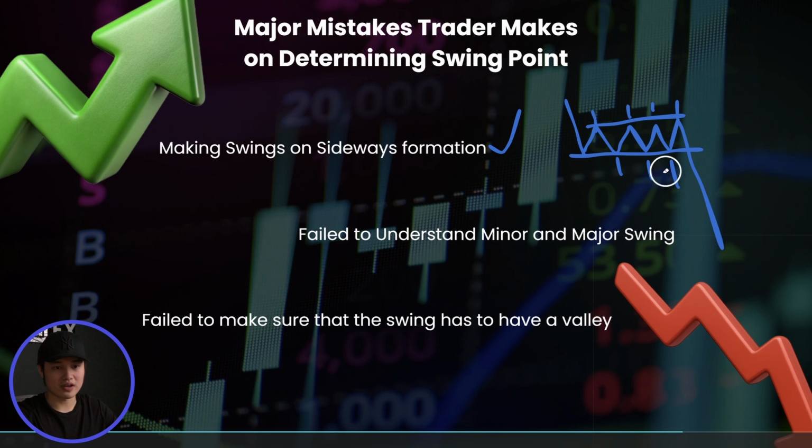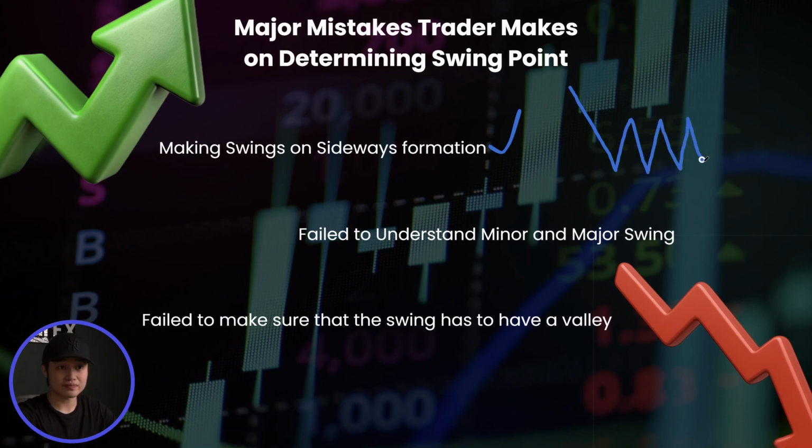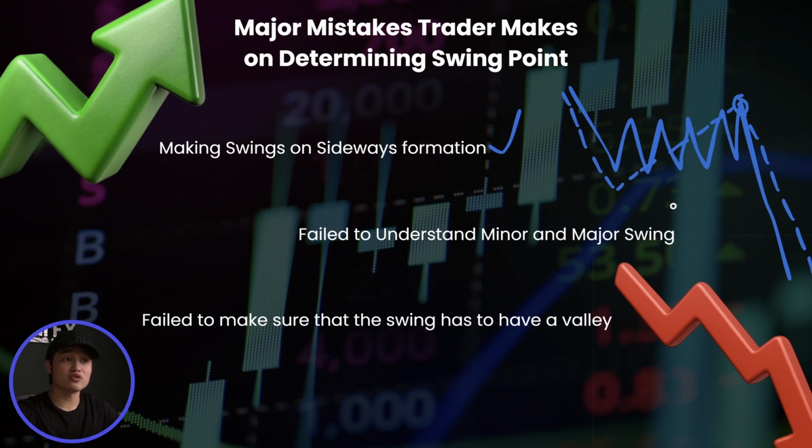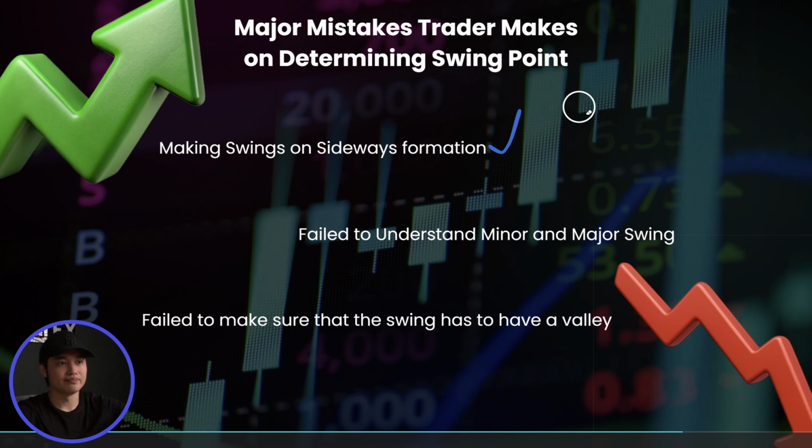So what should you do on the sideways formation? On the sideways formation, you have to do it like this. If there is a sideways formation like this, take the latest, or the higher point, as your swing high, which is here, as the swing line. So if you are drawing your trend line, it should be like this, and then right away to here, then down. Making swings on the sideways formation is wrong. Let me delete this first.